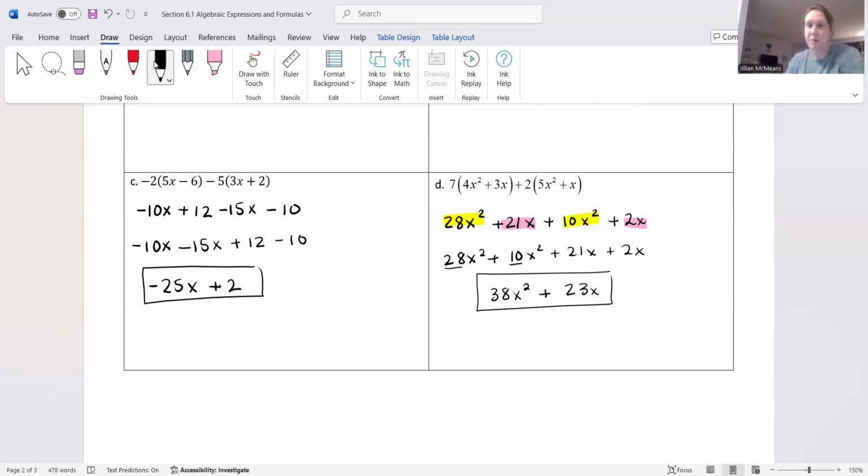That's simplified. We brushed together our x squared crumbs. We brushed together our x crumbs. Okay. You know you're fully simplified when you have at most one term of each type. So we have one term that's an x squared, and then we have one term that's an x. Okay. So that is simplifying algebraic expressions.